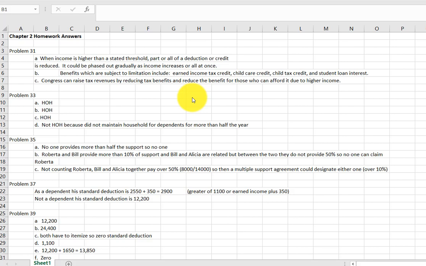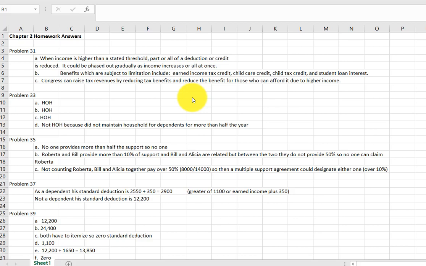Why do they have these? Well, typically it's an idea of fairness. They raise the money coming in by reducing the tax benefits, but only for those who can afford it. So they have the benefit in place for those that have lower incomes, but it loses its value for those with higher incomes. All right, problem 33.